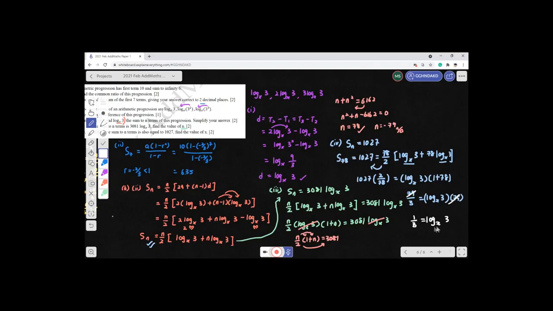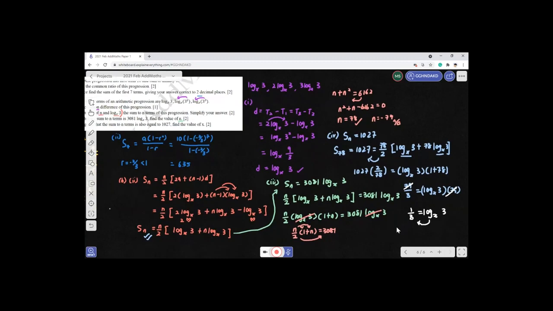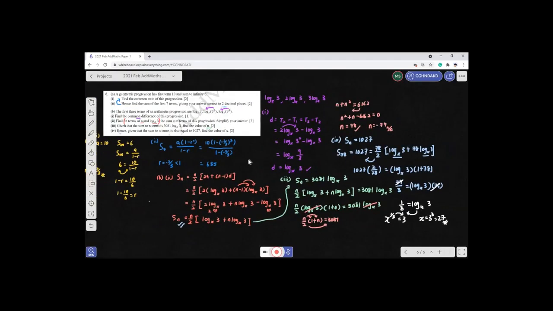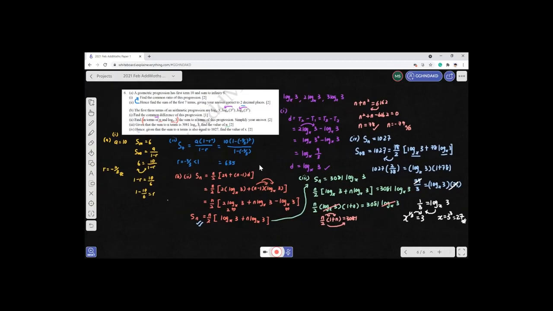Because the question asks to find x, I bring the log to the other side. It will become x power 1 over 3 equal to 3. So power 1 over 3 brought to the other side becomes 3 to the power of 3, and you get 27 for x. Any questions? So that's the series question that was asked in March. How many marks in total? 11 marks for this.